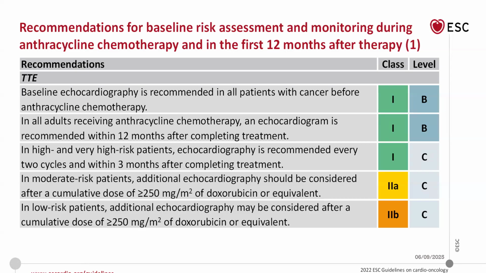However, in patients with moderate risk, an additional echocardiogram should be considered after they have received a cumulative dose of at least 250 milligram per meter square of doxorubicin or its equivalent. And in patients with low risk, an additional echocardiogram may be considered after a cumulative dose of at least 250 milligram per meter square of doxorubicin or its equivalent has been given.